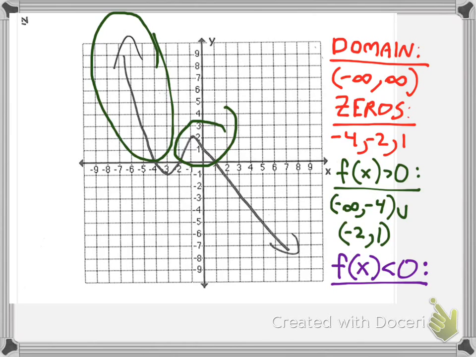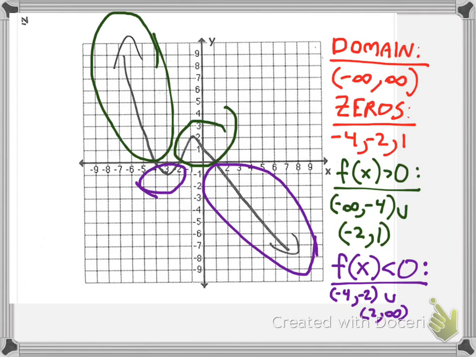To see where the graph is negative, we need to look for parts of the graph that are below the x-axis. So there's one there, and here's another one here. Then we need to figure out what domain intervals these are. Reading the domain interval, we see that the function is negative from negative 4 to negative 2, and then from 2 to positive infinity. Also notice that when you look at that, the entire domain from negative infinity to infinity is represented somewhere in here.